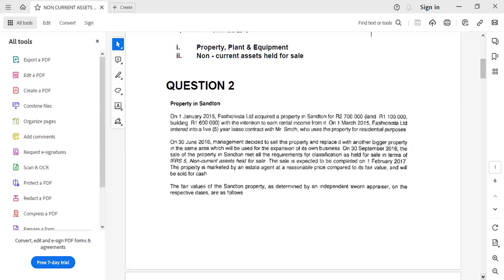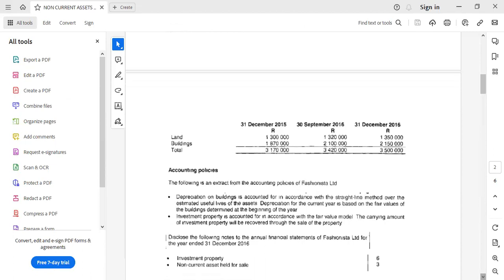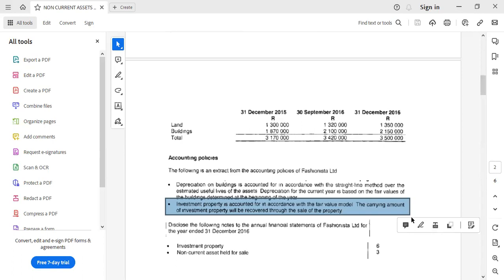Right, the fair values of the property, determined by an independent appraiser on the respective dates, are as follows. So these are the carrying amounts. Now, accounting policies: the following is an extract of the accounting policies of Fashionista. Investment property is accounted for in accordance with the fair value model. The carrying amount of investment property will be recovered through the sale of the property. Disclose the notes to the annual financial statements of Fashionista Limited for the year ended 31 December 2016. First of all, it's investment property.